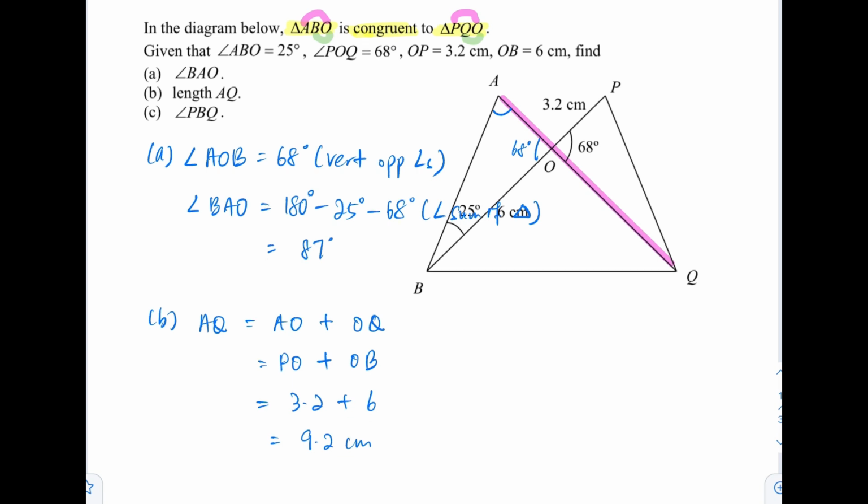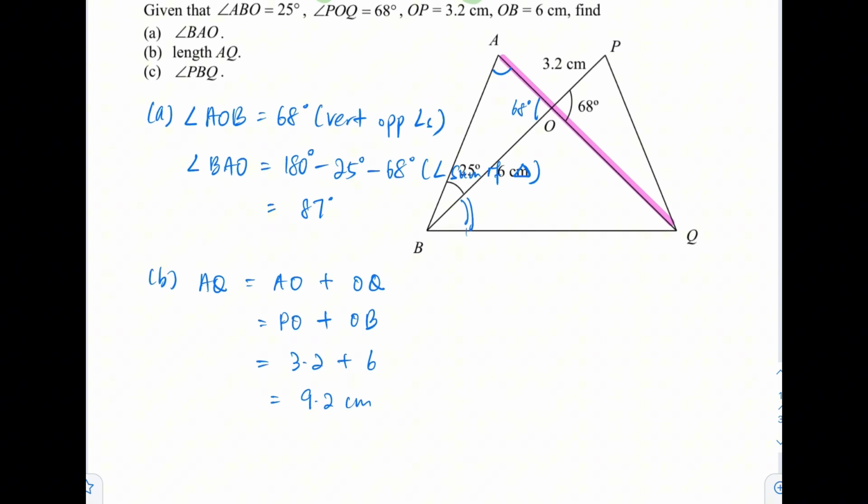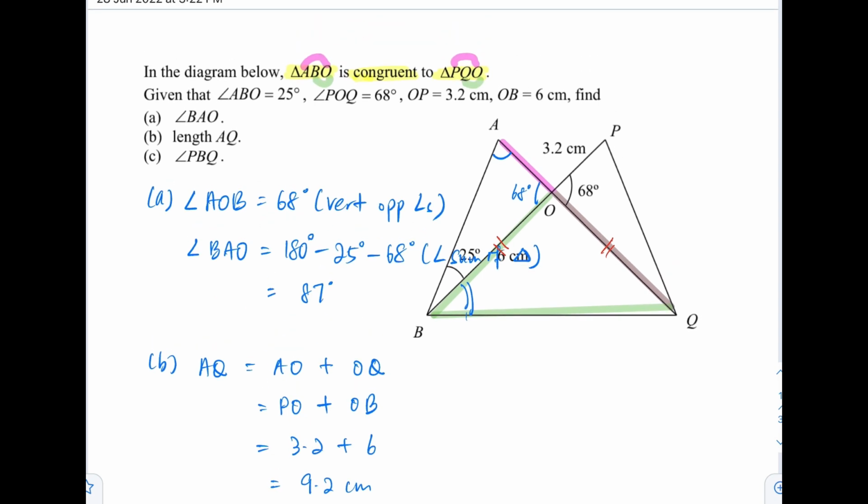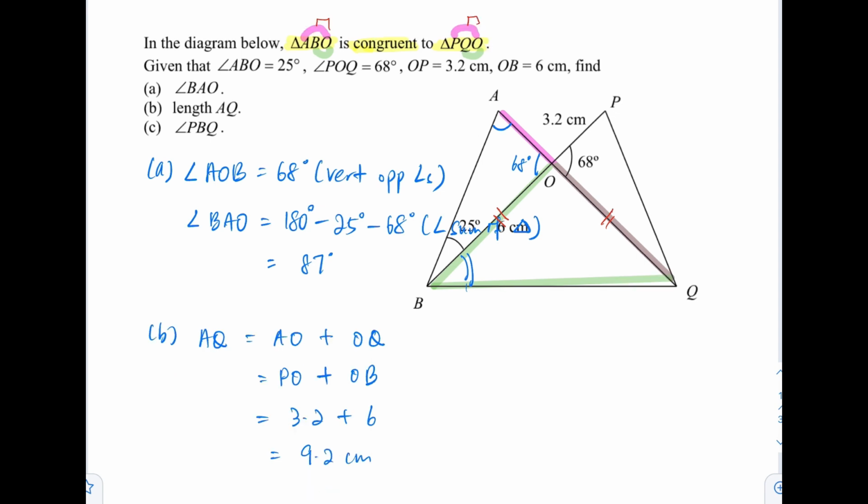Next, I need to find the angle PBQ. So let's look at where angle PBQ is. It's right over here. PBQ is this angle over here. In order to find this angle PBQ, I note that this triangle is actually an isosceles triangle. Why is it isosceles? It's isosceles because OQ is equal to OB because the triangles are congruent. So therefore, OQ and OB are equal in length. So what we have is an isosceles triangle, right?